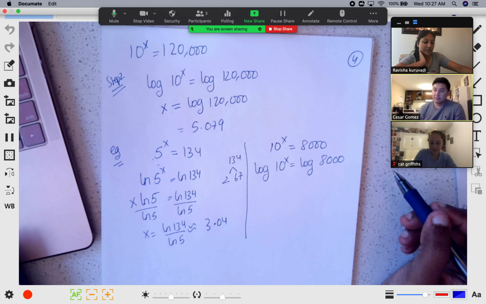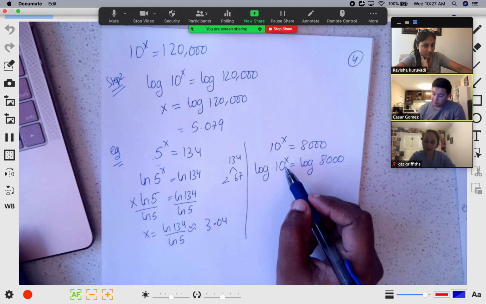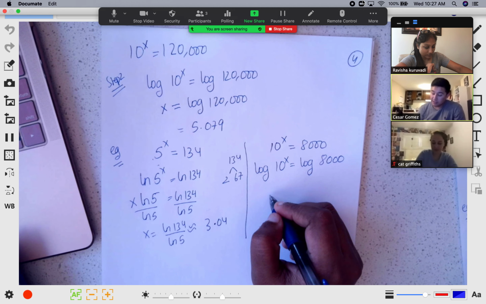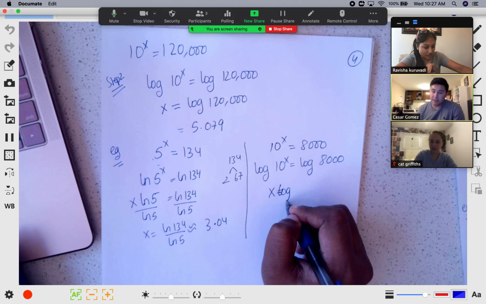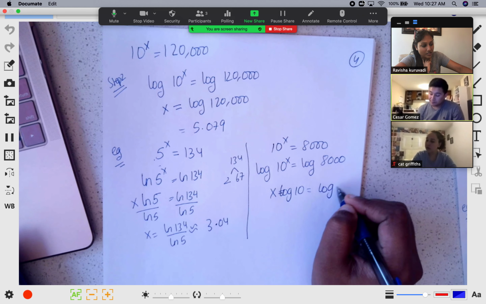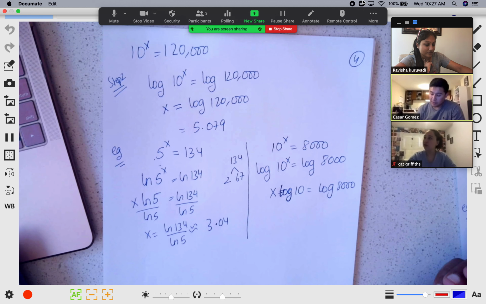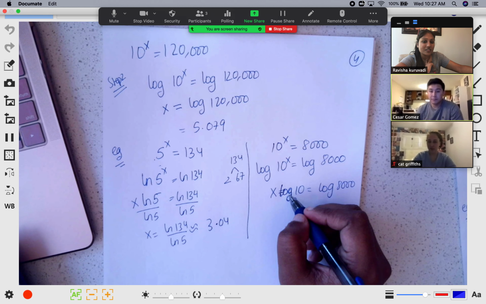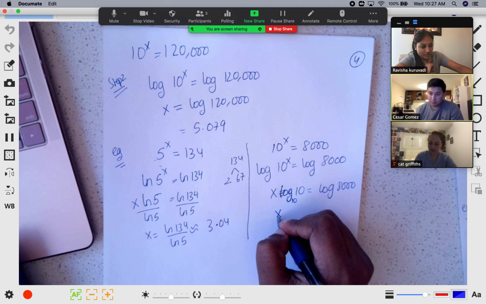Exactly. Perfect. And what is log 10 to the power of x? That equals x log 10, which is equal to log 8,000. And what is log 10? 1, yes, because the base is 10, so log base 10 of 10 is 1. So you get basically x is equal to log 8,000.